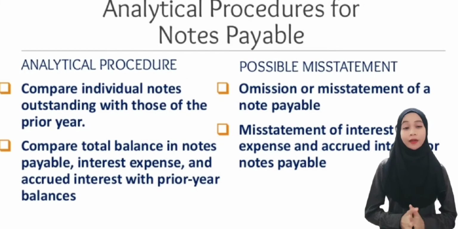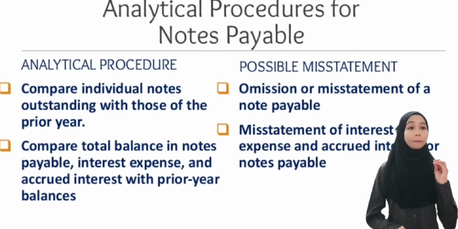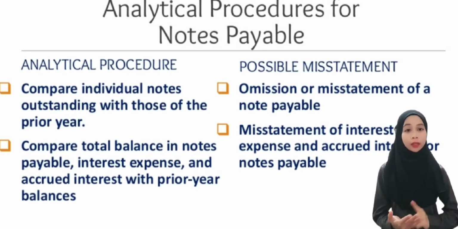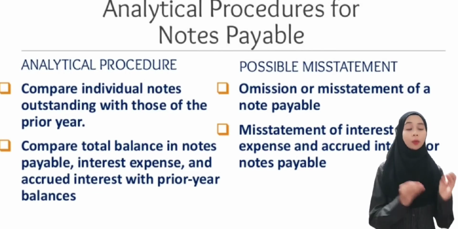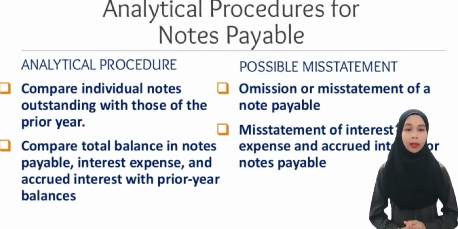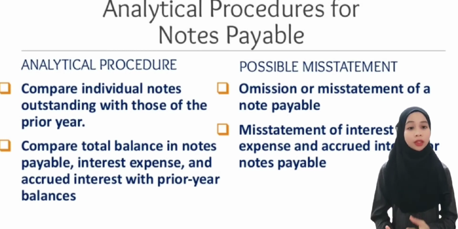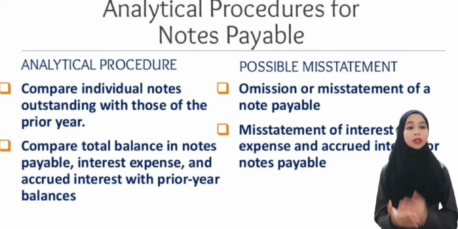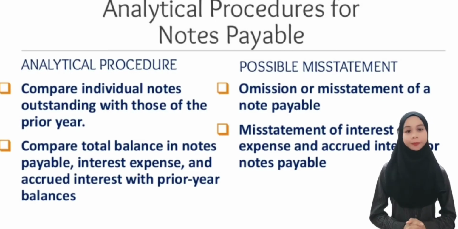Alright guys, so now we will proceed to the analytical procedures for notes payable. There are three analytical procedures and the possible misstatements. The first one is to compare individual notes outstanding with those of the prior year, and the possible misstatement here is omission and misstatement of a note payable. The second one is to compare the total balance of notes payable, interest expense, and accrued interest with the prior year balance. The possible misstatement here is misstatement of interest expense and accrued interest or notes payable.